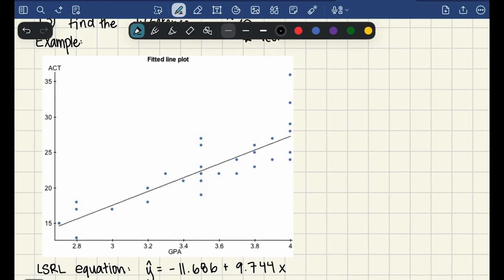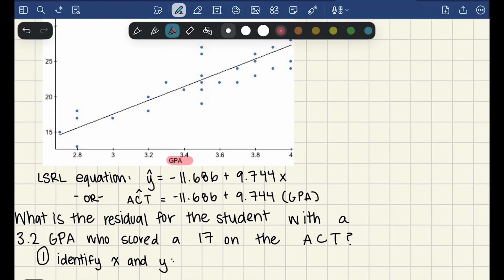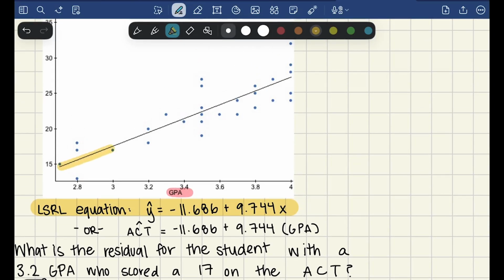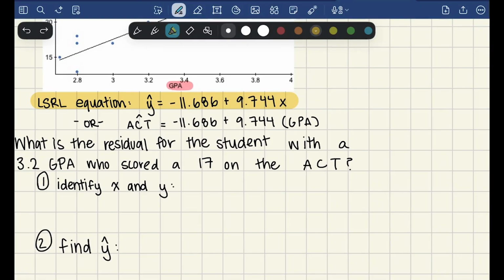Let's go through a quick example problem. So we're given this data where we are analyzing students' GPA in high school versus their score on the ACT. We can predict a person's score on the ACT from their high school GPA using this equation here. That's the least squares regression line equation. So that equation is for this line there on the graph. So the problem is, what is the residual for a student with a 3.2 GPA who scored a 17 on the ACT?